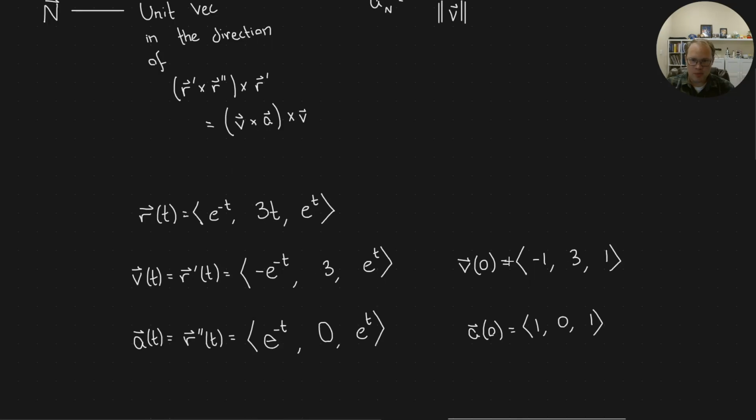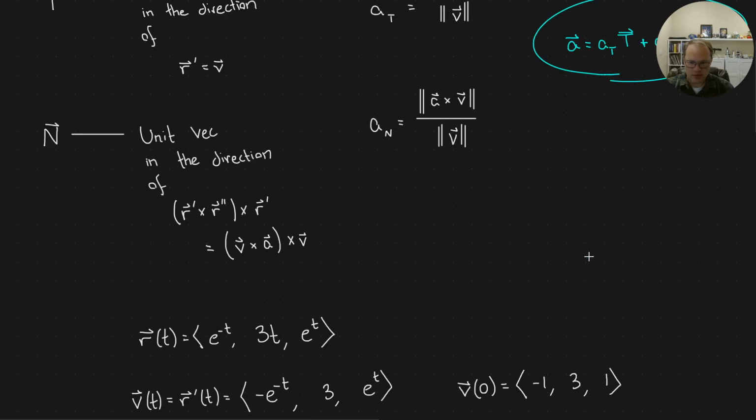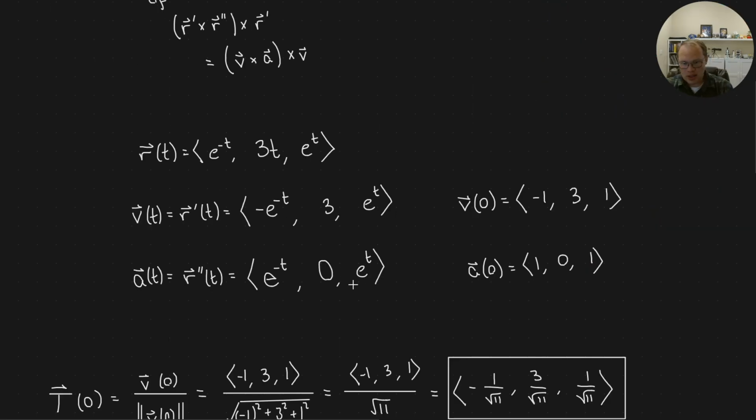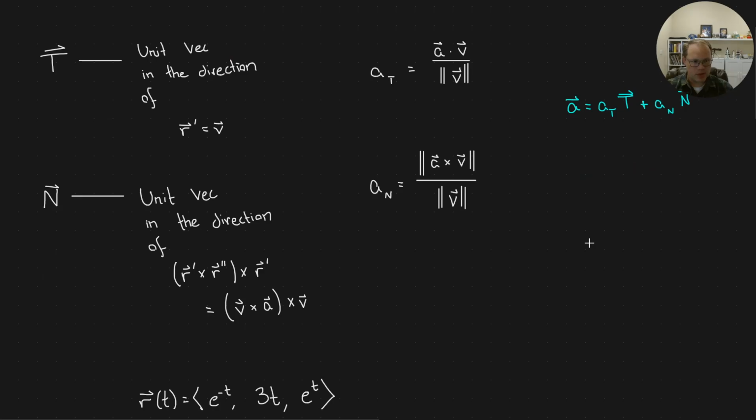Okay? Now, if we put all this together, and the problem doesn't ask for this, but let's do it anyway. If we put this all back together, we should be able to get the acceleration vector back at that moment. The acceleration vector at time 0 was 1, 0, 1. So let's see if we can get it back by putting the pieces back together. We broke it down, we decomposed it. Now let's check our work by putting it back together.